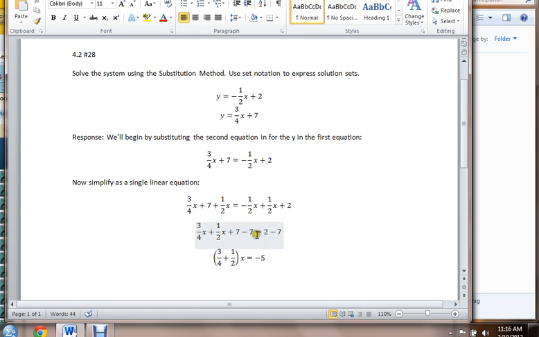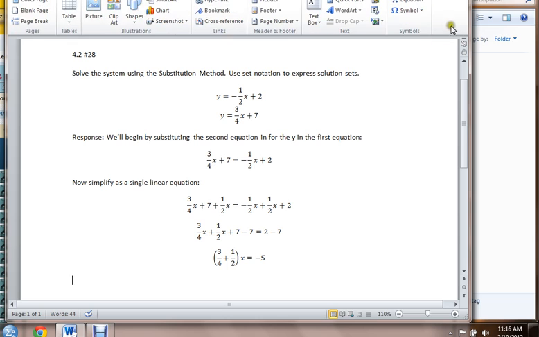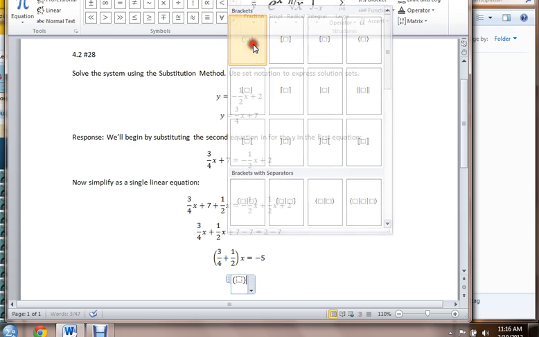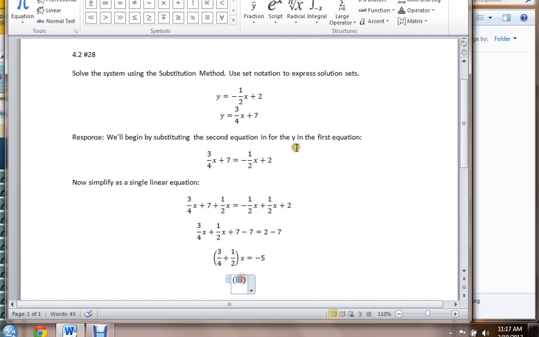So now I'm going to add the 3/4 and the 1/2. In order to do that, I find a common denominator between the 4 and the 2, which is going to be 4. So I'm going to multiply the 1/2 by 2 over 2 in order to create a common denominator. So we'll go back to our equation, insert, we'll put in our parentheses again. We'll write this first fraction still as 3/4.